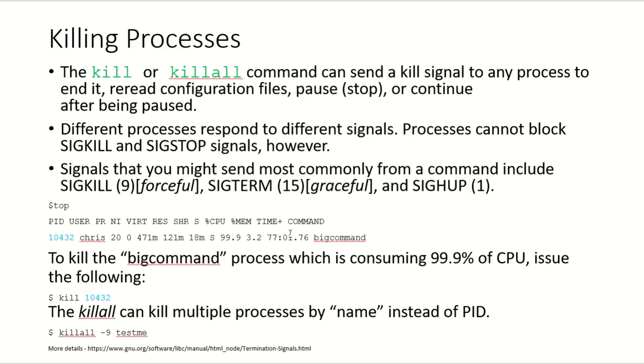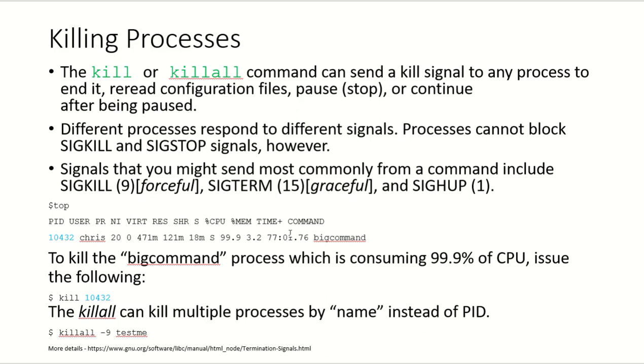The SIGTERM is more graceful because it gives the processes the chance to terminate their own threads internally and then terminate themselves, right? So this is sort of telling the program to gracefully or peacefully terminate themselves. The SIGKILL doesn't take anything into consideration. It simply kills the process. So generally, it's better to try the SIGTERM first. If that fails, then go for SIGKILL.